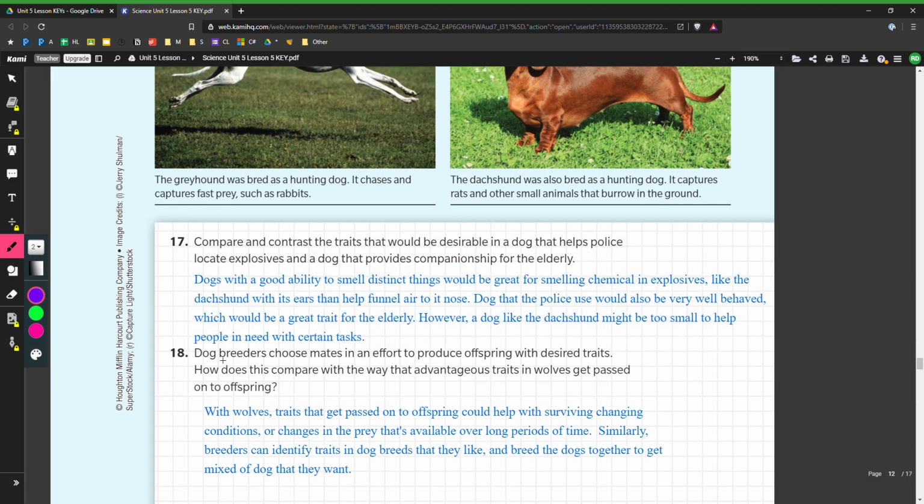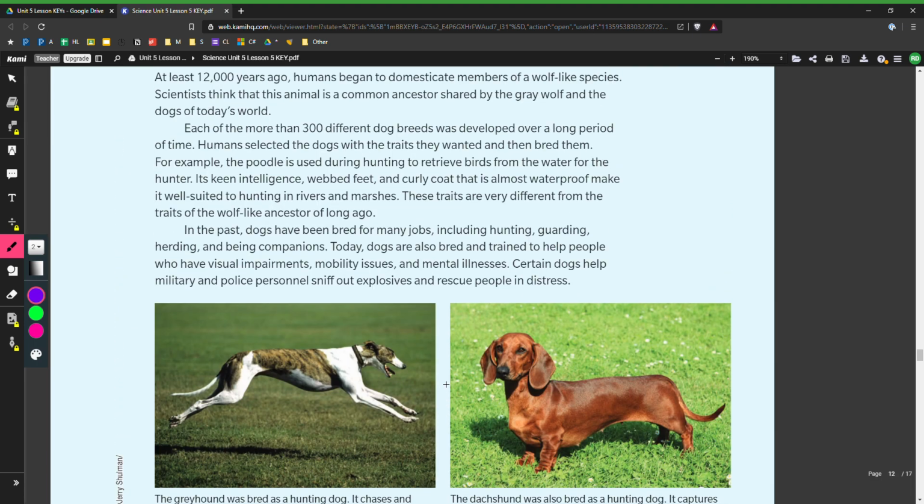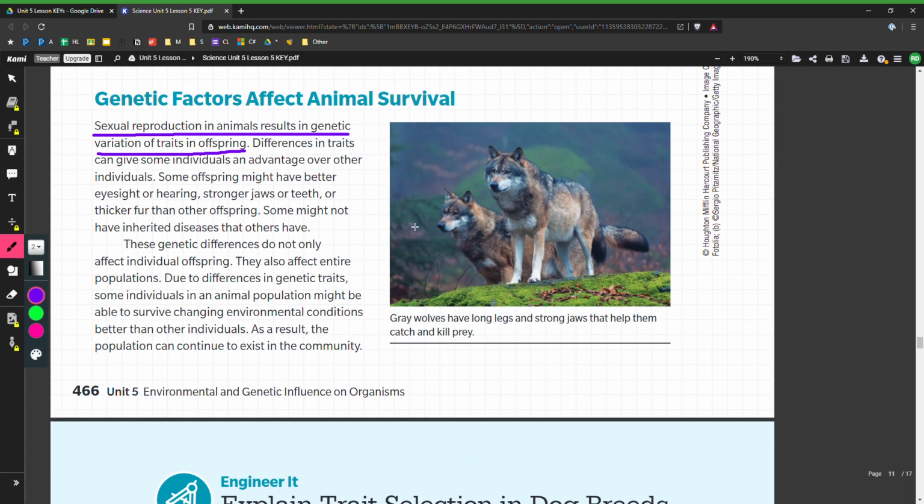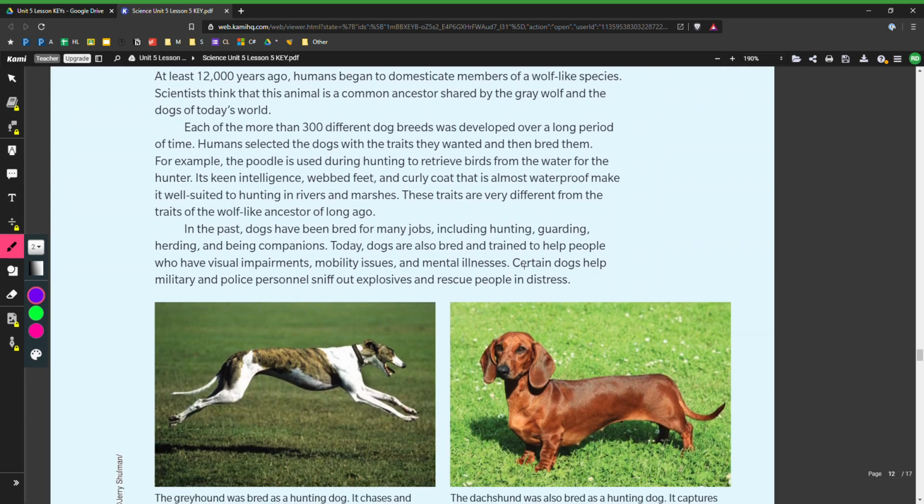18. Dog breeders choose mates in an effort to produce offspring with desired traits. How does this compare with the way that advantageous traits in wolves get passed to an offspring? Okay, so with wolves, right, wolves are still naturally reproducing in the wild, and they are kind of doing what we talked about in the past. They're looking for wolves based off of their fitness levels or their coloring, things that to these wolves seem appealing, right?